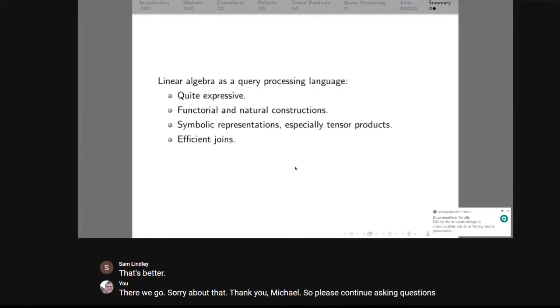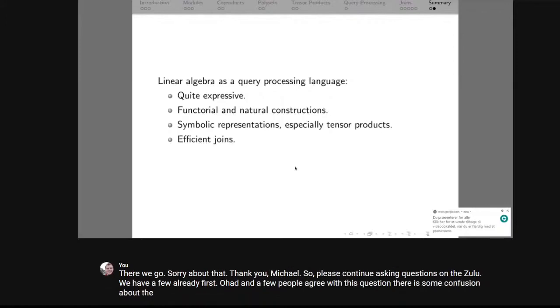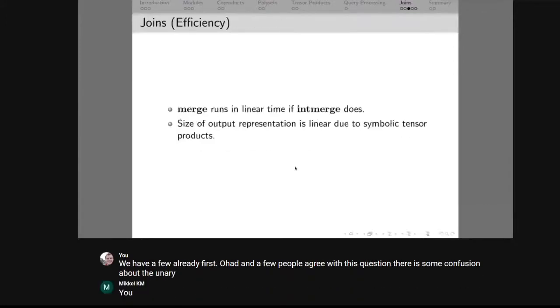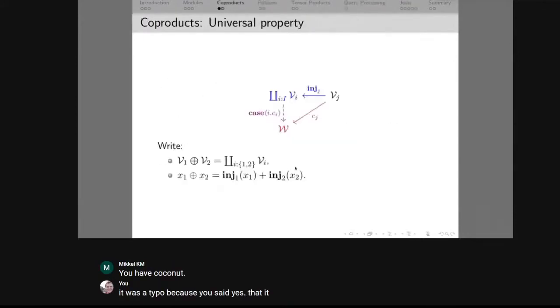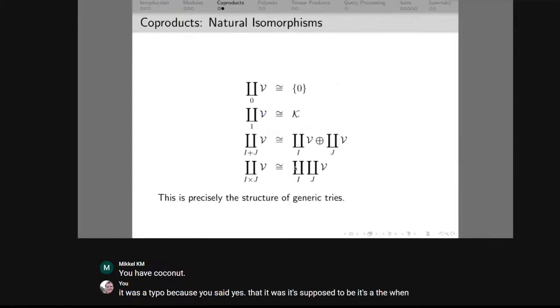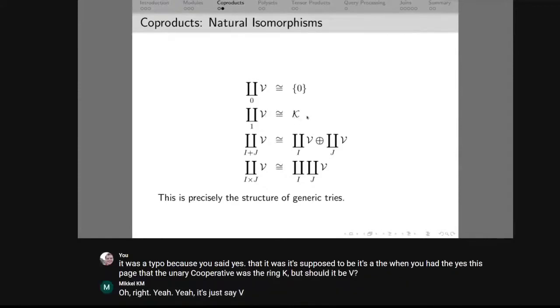First, Ohad and a few people agree with this question. There was some confusion about the unary coproduct, that maybe it was a typo. It said on this page that the unary coproduct was the ring K, but should it be V? Oh right, yeah. It should say V here. Okay. Great.